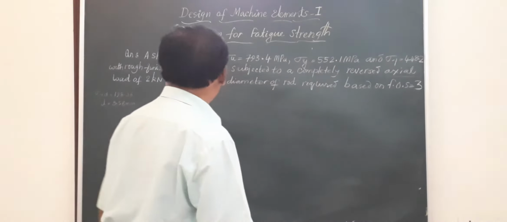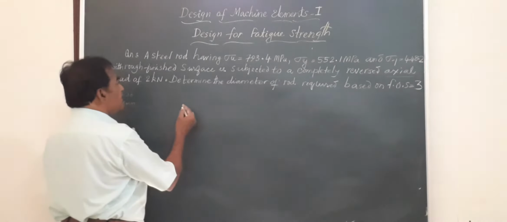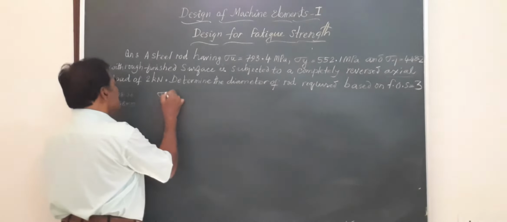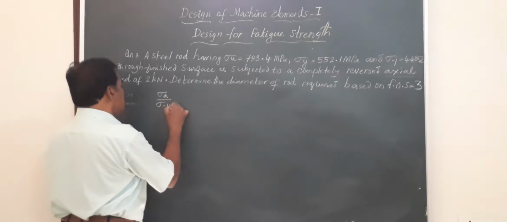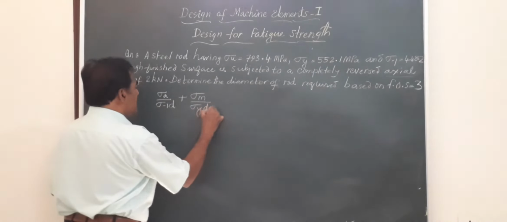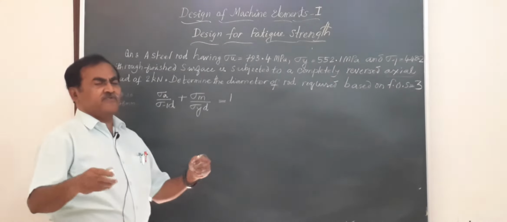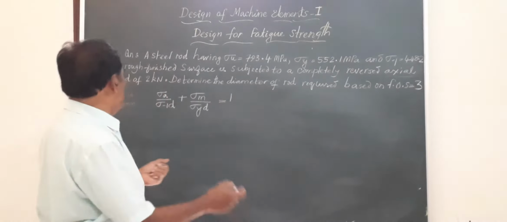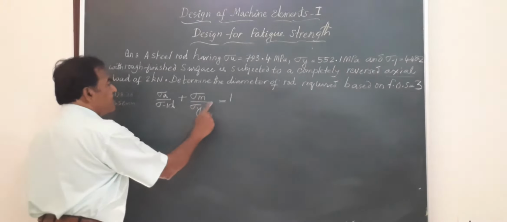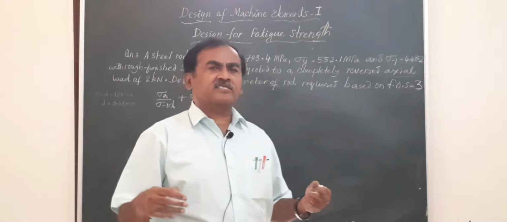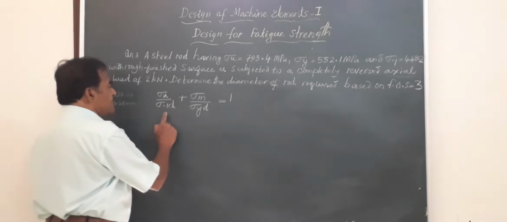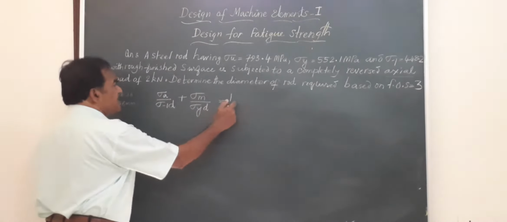So here friends, since it is an axial load, I am going to take the Soderberg equation for axial load, given by sigma A by sigma minus 1D plus sigma m divided by sigma yd is equal to 1. Similarly, if it is a case of a bending problem, we are going to have sigma ba by sigma minus 1d plus sigma bm by sigma yd equal to 1. If it is the case of a fluctuating torsion, we are going to have tau a by tau minus 1d plus tau m by tau yd equal to 1.